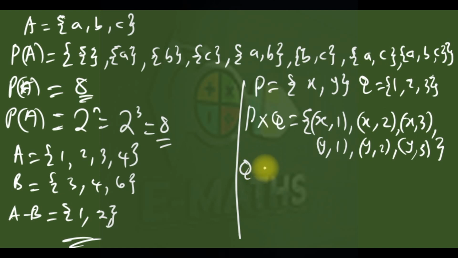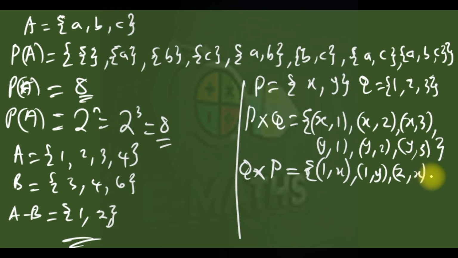So let's do it for Q, Cartesian product of Q and P. So the first element here is 1. So 1 comma X, 1 comma Y. We are done with 1. We start with 2 comma X, 2 comma Y. We are done with 2. We now do finally 3X, 3Y. So that's the meaning of Cartesian product.